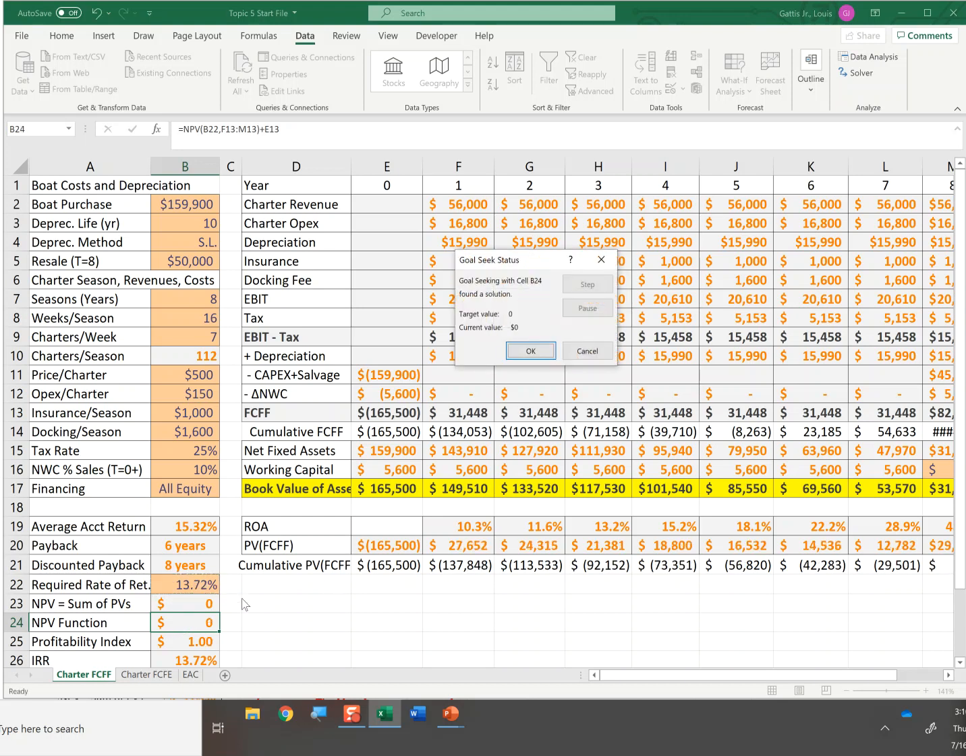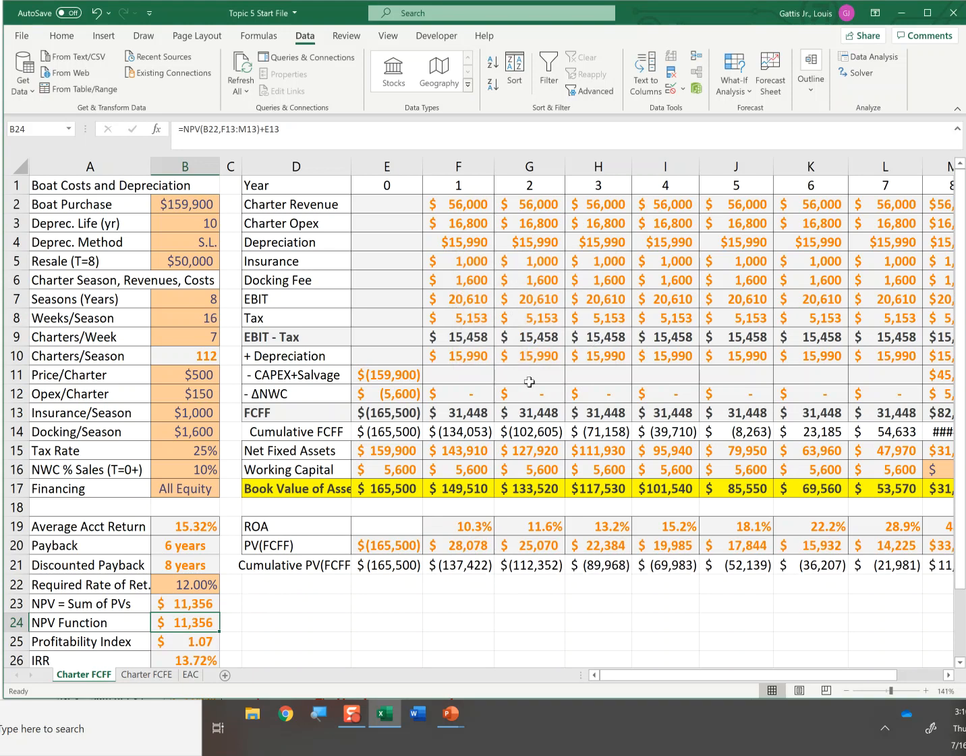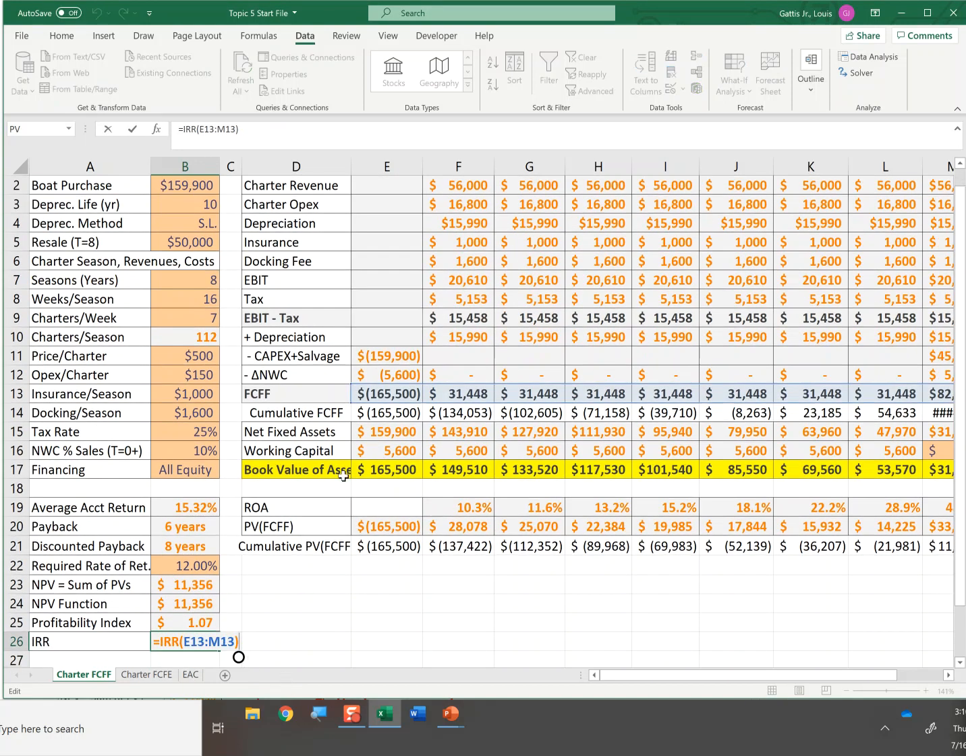Hit OK. Notice that it goes to 13.72. At a 13.72% discount rate, the NPV is equal to 0. So a way of thinking about it is if I discounted the cash flows at 13.72%, my NPV is 0. So what I'm actually earning is 13.72% per year. The other way to do it, a little bit easier, is equals IRR, and put in all the cash flows, including the initial negative. And so there it is.